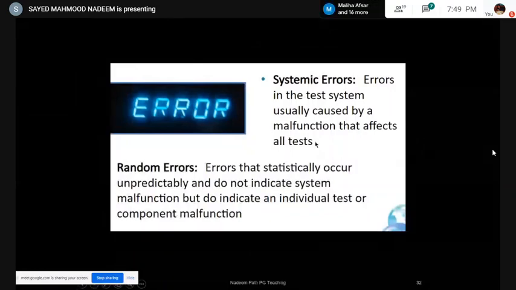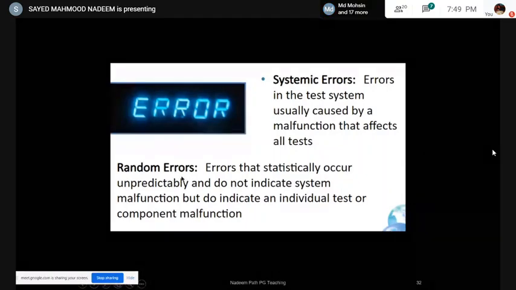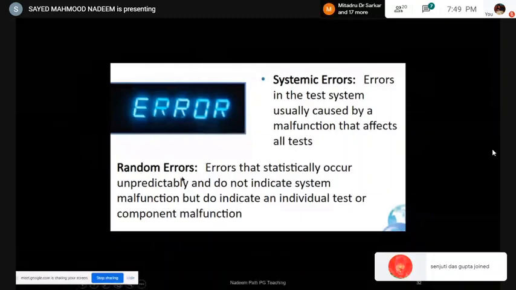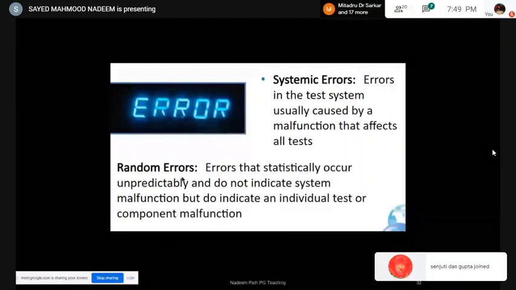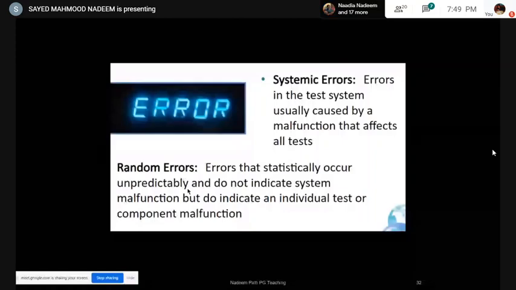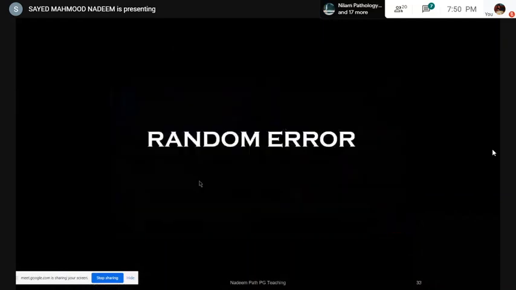While random error is an unpredictable activity which may affect one part of the control, and you may not be able to exactly find out the reason for this error. It is random. So let us see what random error is, in definition and in detail.